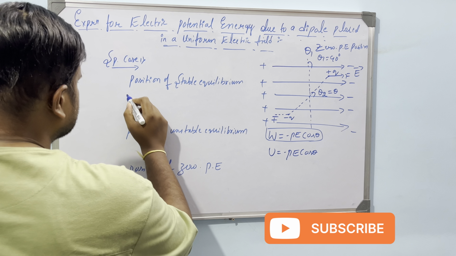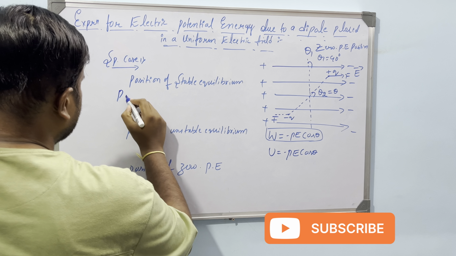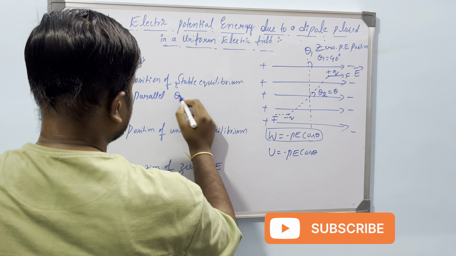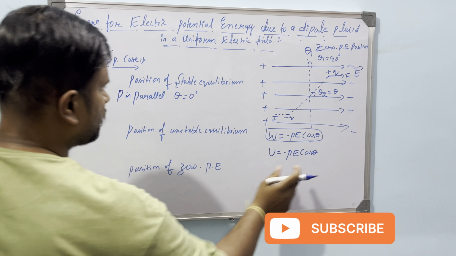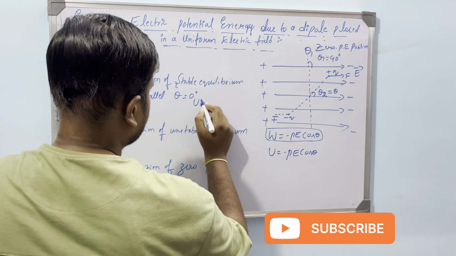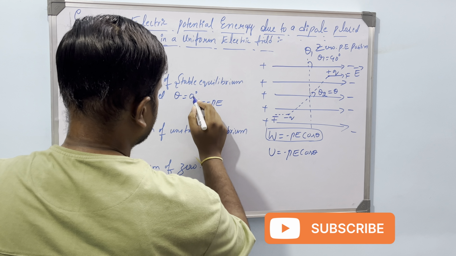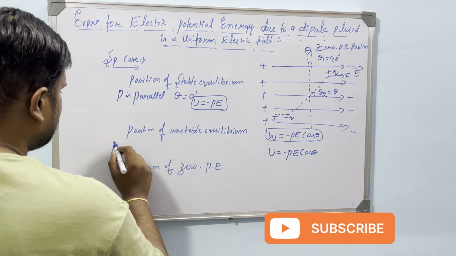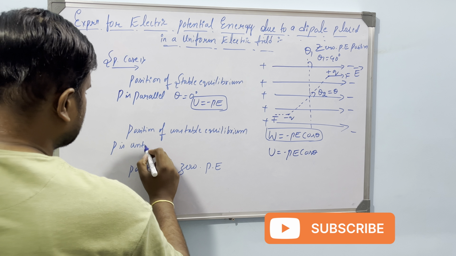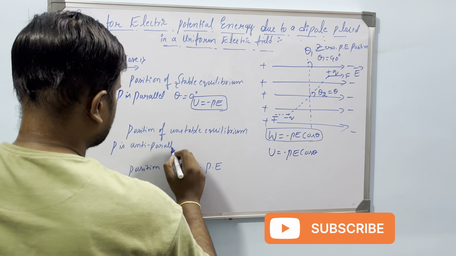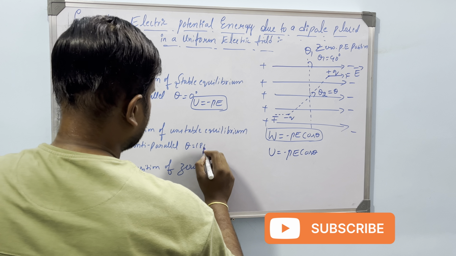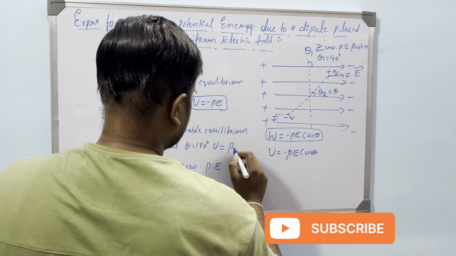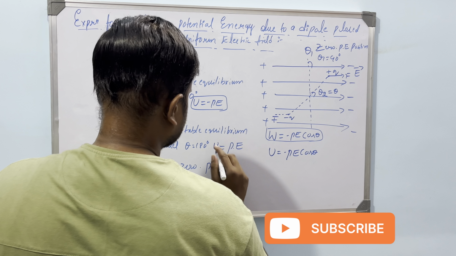We get stable equilibrium when P is parallel to E, that is, when theta is equal to 0 degrees. What is the cos 0 value? Cos 0 is 1. So you will get U is equal to minus PE. Now for unstable equilibrium, P is anti-parallel, so theta is equal to 180 degrees. Cos 180 is minus 1. So you will get U is equal to PE.